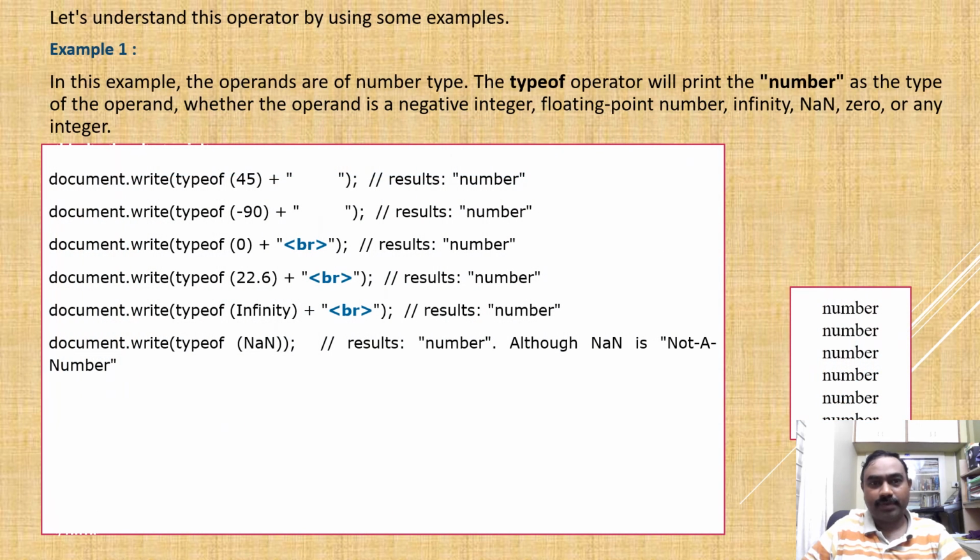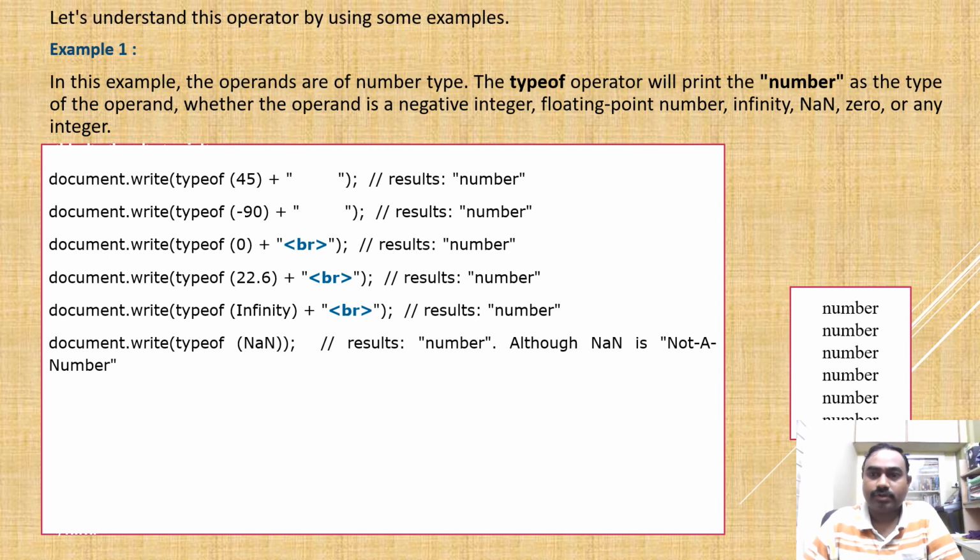In this example, the operand 45 is there, and the result is number. So typeof with 45 within the parentheses returns number. It may be minus 90, which is also a number. 0 returns number. 20.6 and infinity are also numbers. Not a number, NaN, is also of type number.